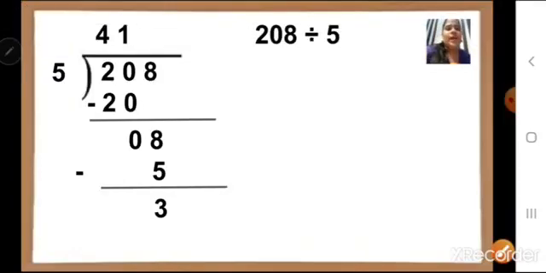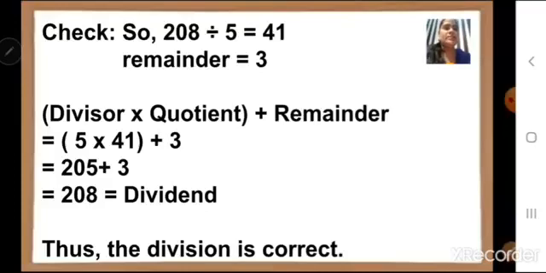In this way we have to divide. Next is write the answer. 208 divided by 5 is equal to 41 and remainder is equal to 3. Let us check. For checking, write the formula and then substitute. Divisor is 5, quotient is 41 and plus 3, which is remainder.